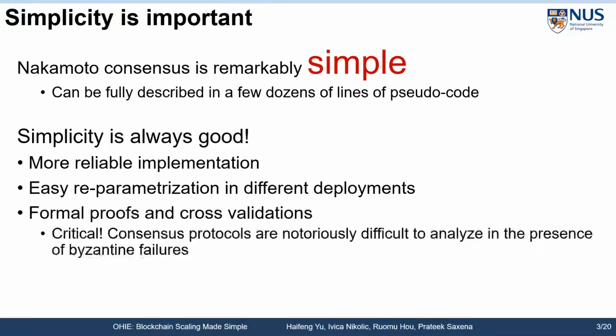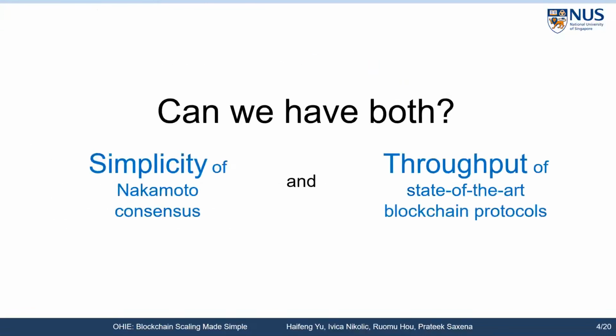Consensus protocols are notoriously difficult to analyze in the presence of Byzantine failures. Formal proofs are especially important to protocols that are difficult to upgrade once deployed, for example, in cryptocurrencies. Since simplicity is always good, we want to ask, is it possible to retain the simplicity of Nakamoto consensus and at the same time achieve much better throughput?